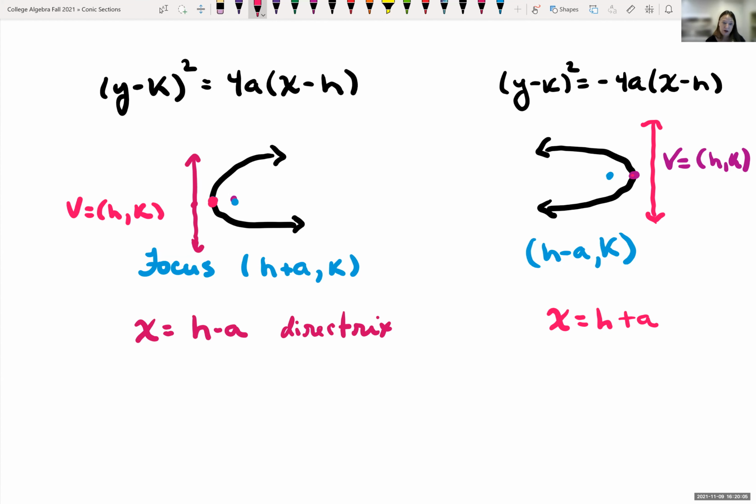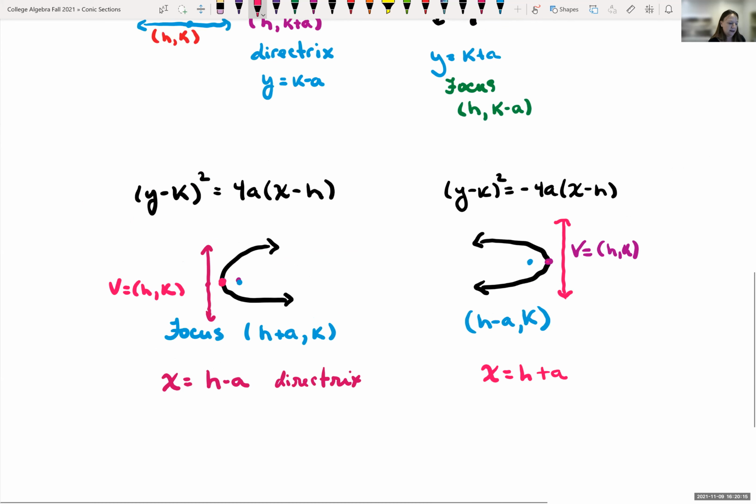So we might have to put it into this form. And if we have to put it into this form, then it looks like we're going to need to complete the square to get these perfect squares on the left-hand side.